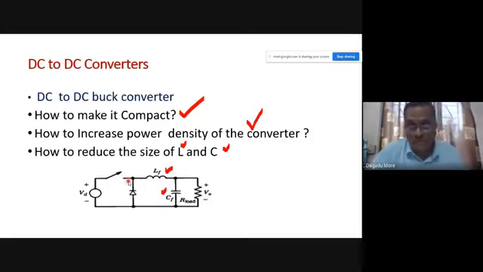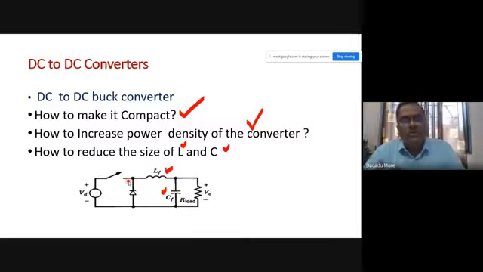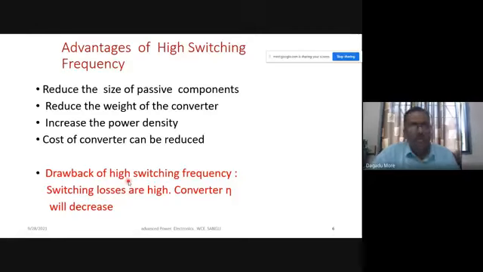Now our interest is that we want to improve the efficiency, and for improving the efficiency, we want to reduce the switching losses. One of the approaches is resonant converters, where we reduce the switching losses. In resonant converters, we have various techniques to reduce the switching losses so that we can make the circuit compact and, at the same time, the efficiency of that circuit will be high.